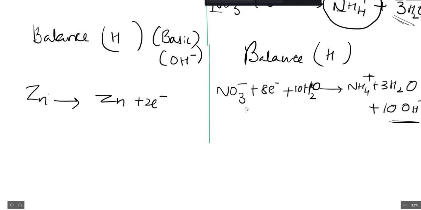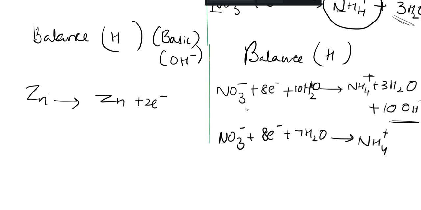Now can we write this reaction more simplified further? So what will I get? This is NO3 minus. Done. 8 electrons are here. Now 10 water molecules are here. 3 water molecules are there. So 10 minus 3 is how many? 7 water molecules. Then gives me NH4 plus. This 3 has already gone, isn't it? Then plus 10 OH minus. This is fine. This is done.